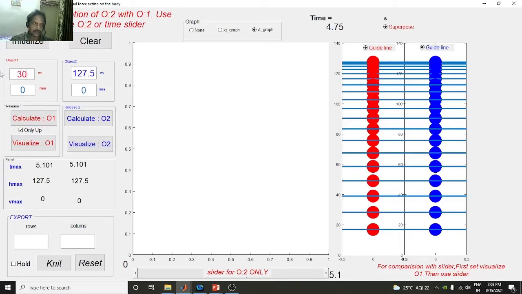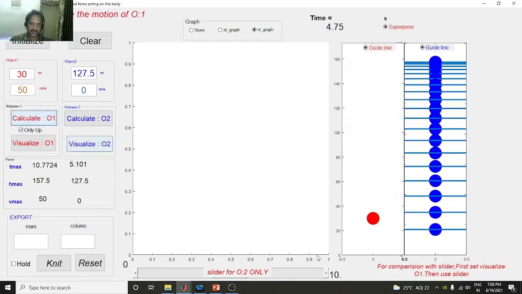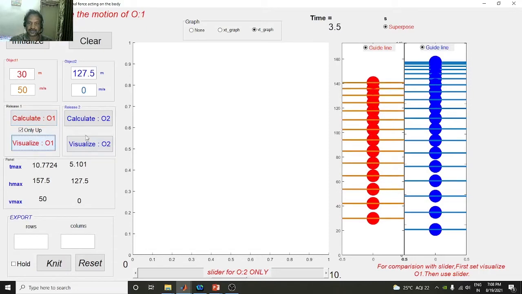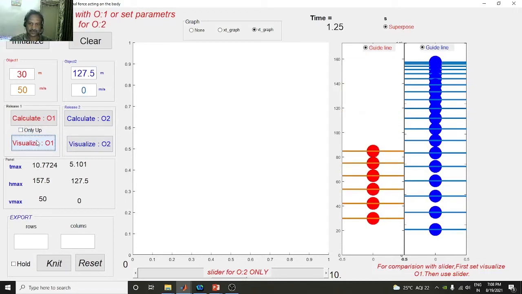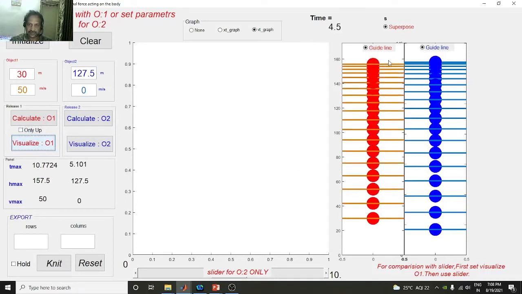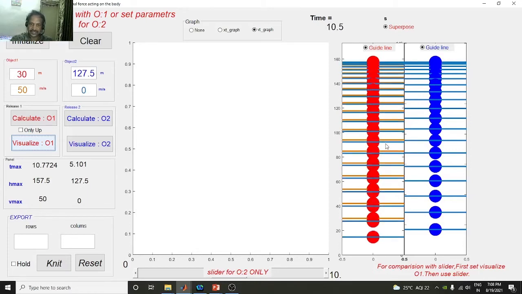There is another interesting case where the object is taken to a height and thrown up. Let's say it is at 30 meters and it is thrown upwards. Let us observe that motion. So it goes up and then you can see the color changes. It goes up and in the reverse we can see the guideline color changes, indicating the change in the speed.